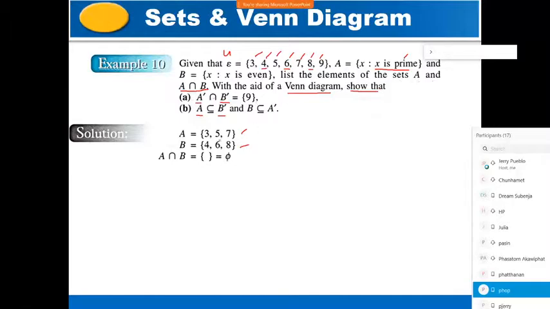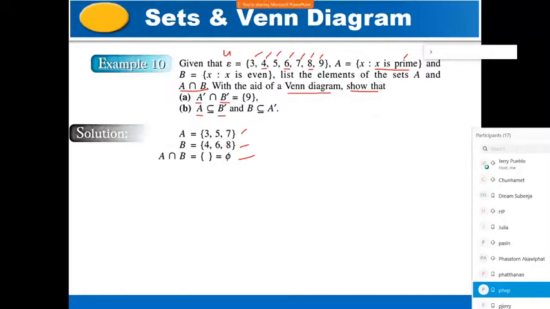Okay, if you compare the two sets, there's no intersection, there's no common element. We cannot find 3 in B, and you cannot find 4 in A. There's no common element. That's why A intersect B is the empty set, with no elements. Okay, now we will prove this one.